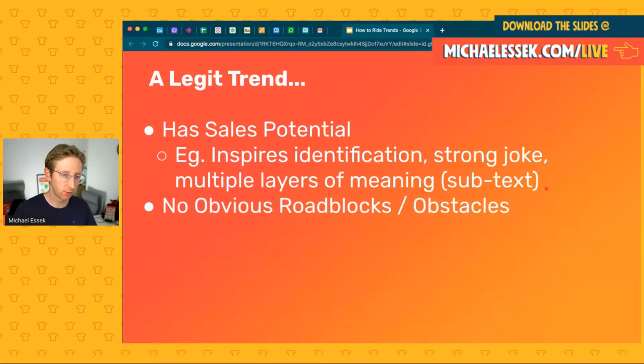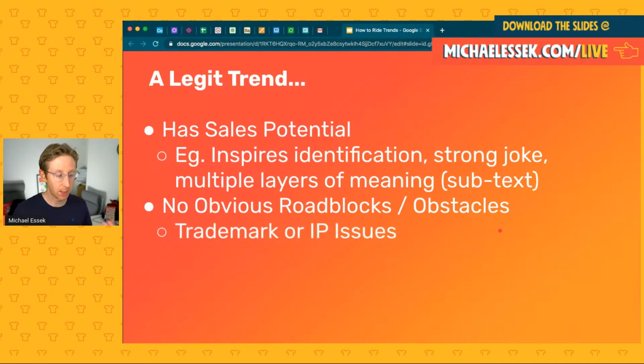Another feature of legitimate trends is that you don't want any obvious roadblocks or obstacles that would prevent it from being something you could create designs around. For example, trademark and IP issues are a big one. Obviously you cannot do designs around movies or TV shows, even though those are going to be really big trends. Whenever there's the latest TV show, Mandalorian or Stranger Things or whatever it might be, you're not going to be able to create designs around that, even though it's a massive trend that loads of people are going to be interested in.